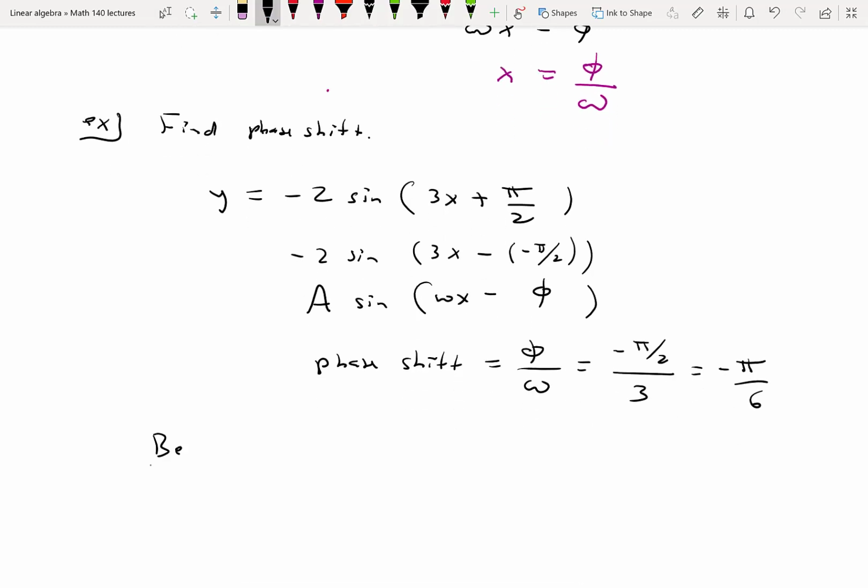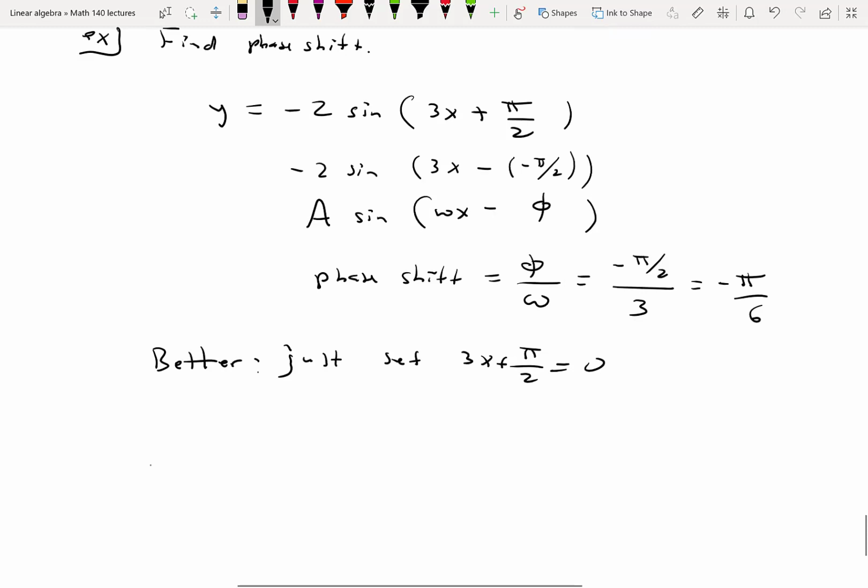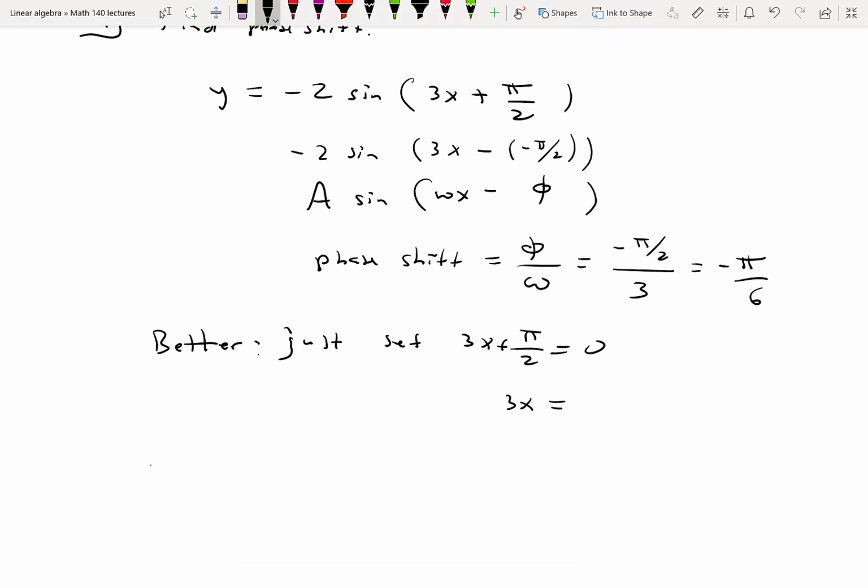Easier, better, because it's confusing to keep track of that minus, just set 3x plus pi over 2 equal to 0 and solve. So 3x is going to equal negative pi over 2. X equals negative pi over 6. The same thing. Okay. You use whatever is convenient for you.